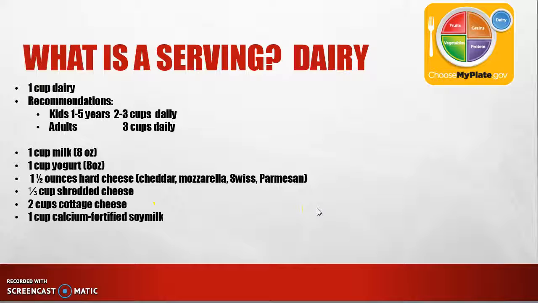Alright, now let's look at what a serving size of dairy is. A serving of dairy is 1 cup. The recommendation for kids age 1 to 5 is 2 to 3 cups, adults 3 cups. So a cup is just equal to a cup of milk, 8 ounces of milk, or 8 ounces of yogurt.